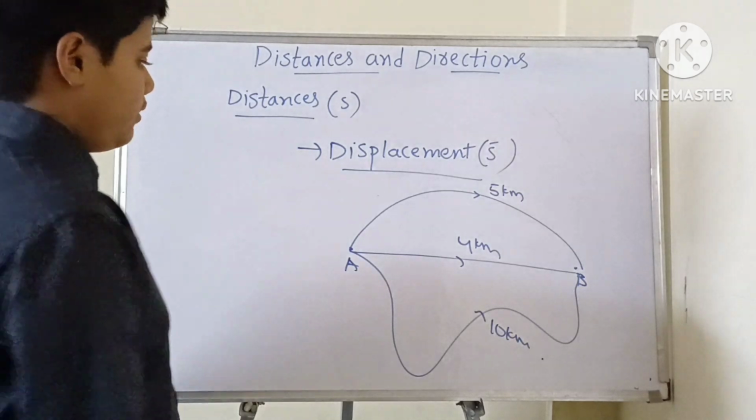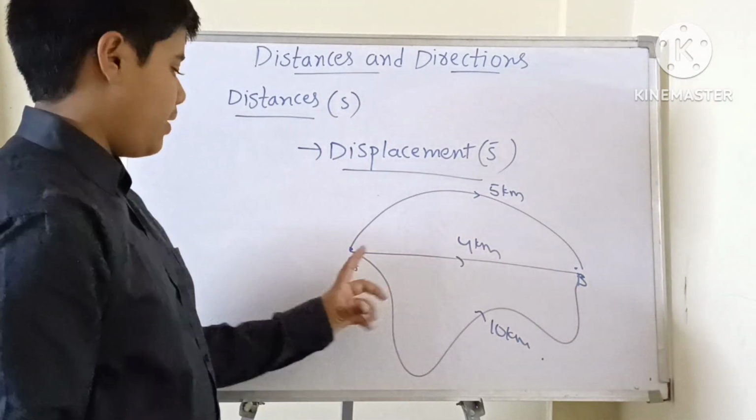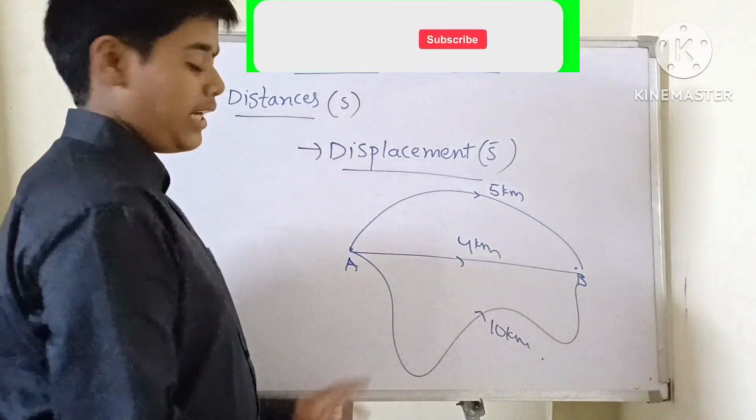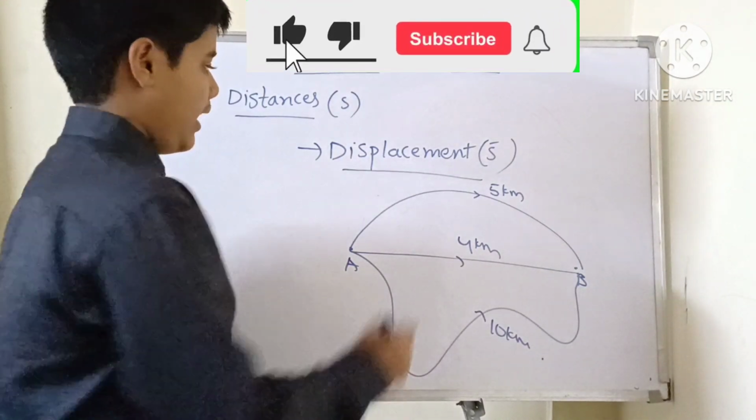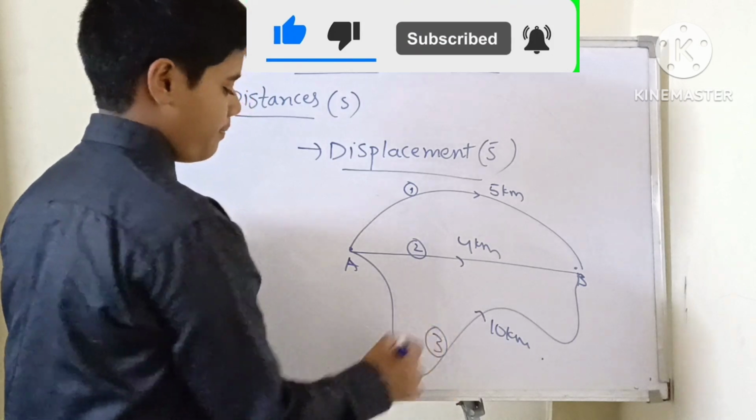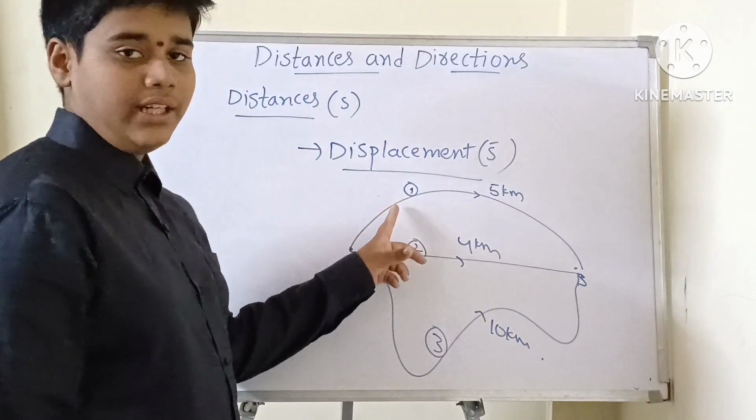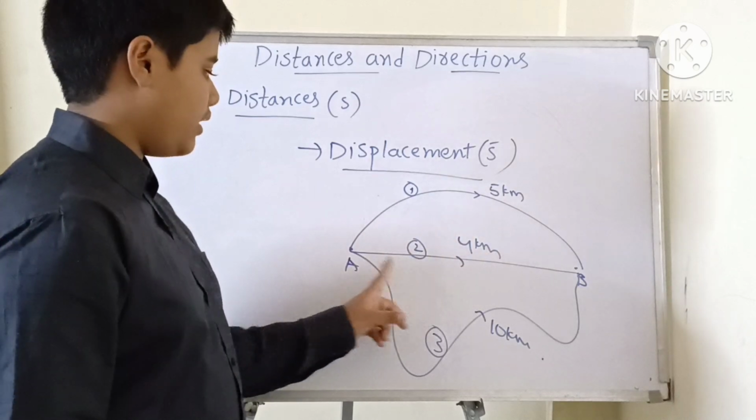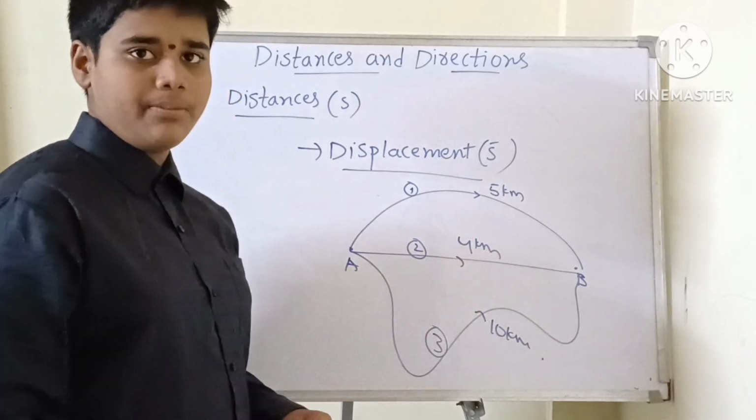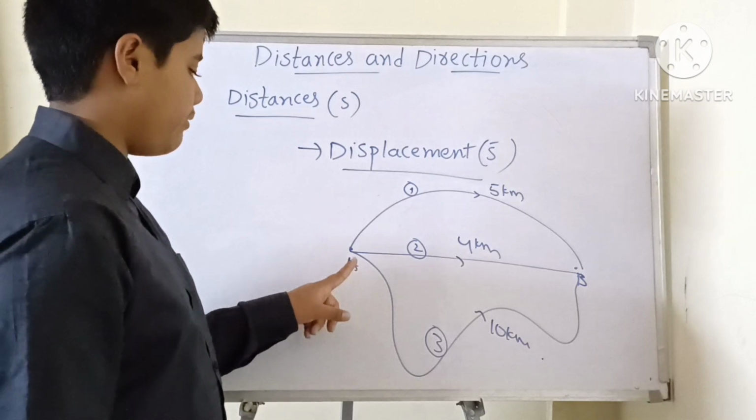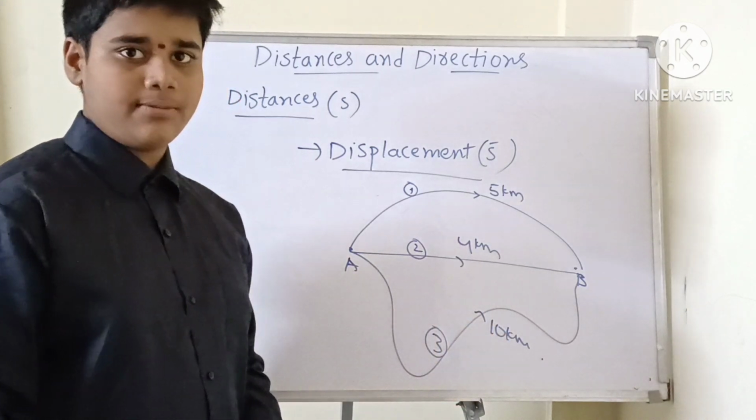Okay. There are three paths to go from A to B. If you see here, there are three distances. I am taking this as the first path, second path, third path. In the first path, the distance from A to B is 5 kilometers. In the second path, the distance between A and B is 4 kilometers. And in the third path, the distance between A and B is 10 kilometers.